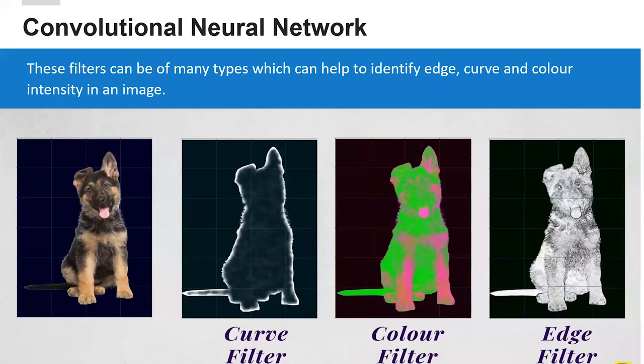And these filters can be of many types, right? One is the curve filter, which you can see as the first one. The next is the color filter, which basically looks into the color. And the third is the edge filter, which basically looks into the edges of the entire body of the particular object. Now, edge, curve, and color will give us the whole picture of the image, right? What type of image it is.